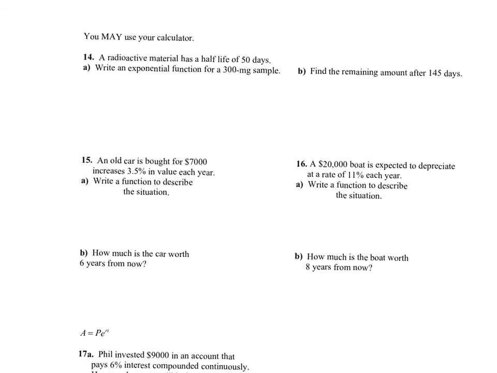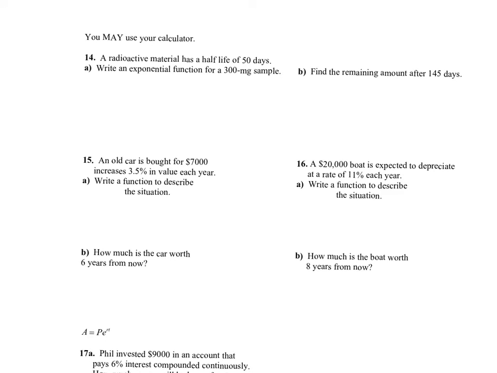Now the calculator portion. It says a radioactive material has a half-life of 50 days. Write an exponential function for a 300 milligram sample. And then part B, find the remaining amount after 145 days. Now, when you write the function, you're going to have variables in there still. When you do part B, you're going to get a number answer, okay? So let's just set up the function.